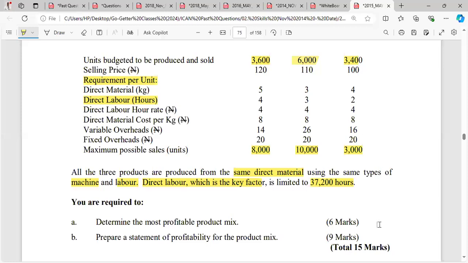So we are told that direct labor is the limiting factor. Direct labor hours is the limiting factor. So there's a difference between direct labor costs and direct labor hours. So we will say direct labor hours equals limiting factor. All right. We are told to determine the most profitable product mix.